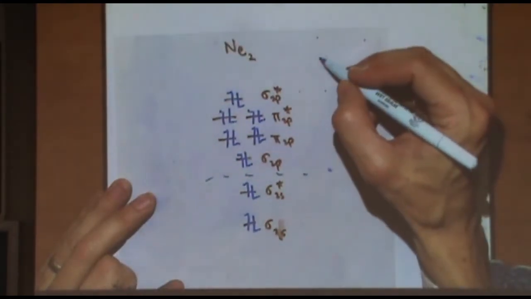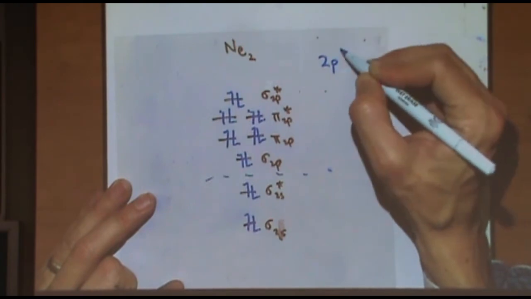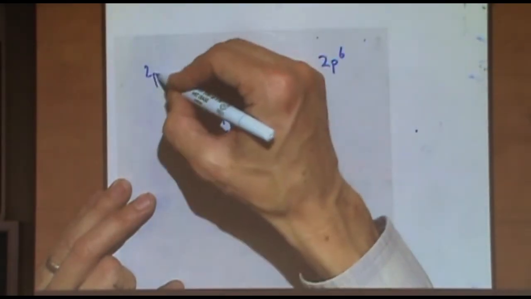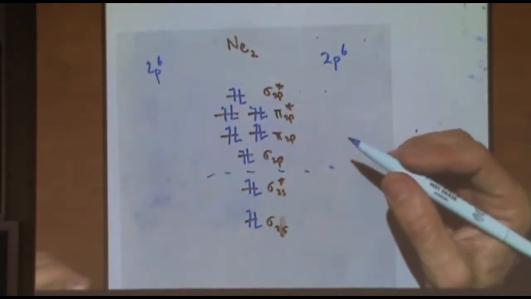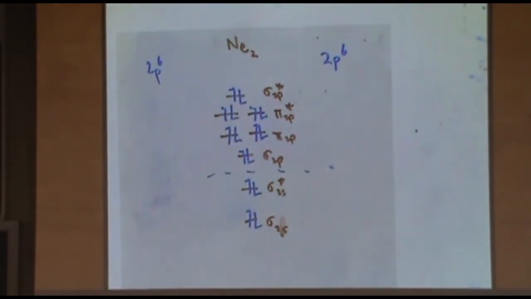It's full. I mean, it doesn't have to be a noble gas for that to occur. It's 2p6 is why it's full. So, and 12 fills this up. Okay, good? Okay, next, yes?